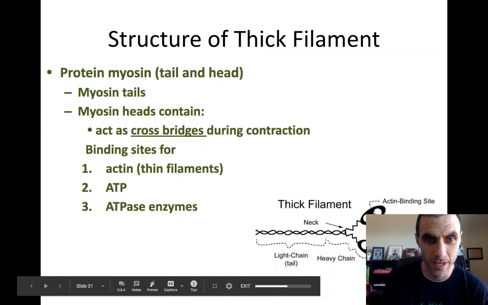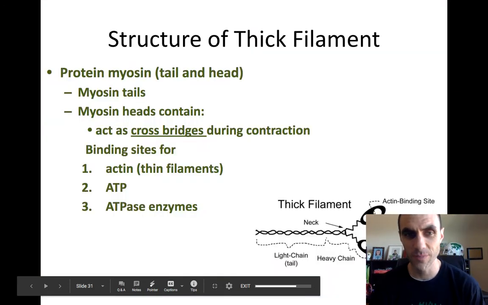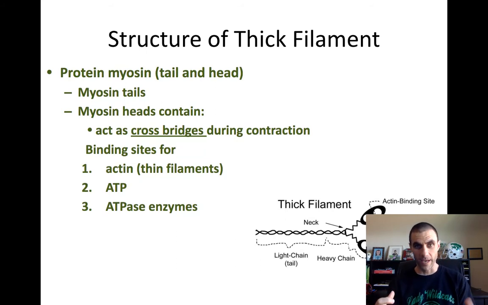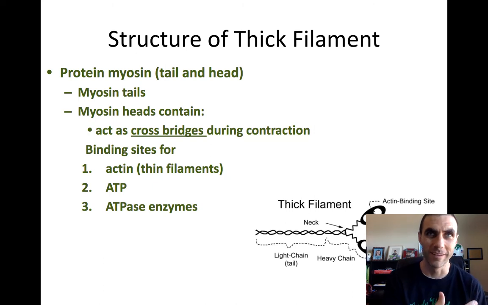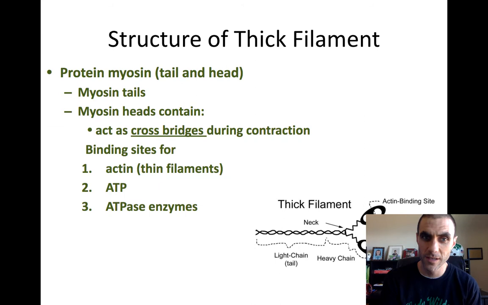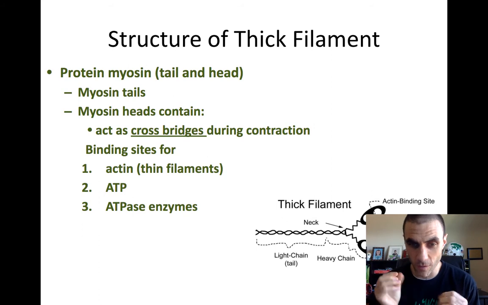Okay, so I started this slide last time, but just a quick reminder. Myosin is the thick filament. Filaments make up the fibrils. Fibrils make up the muscle fibers. Fibers make up fascicles. Fascicles make up muscles. This now is the smallest level where contraction is going to happen.